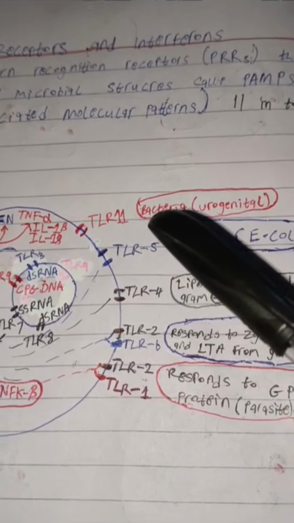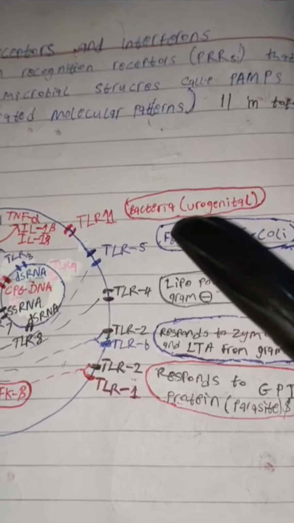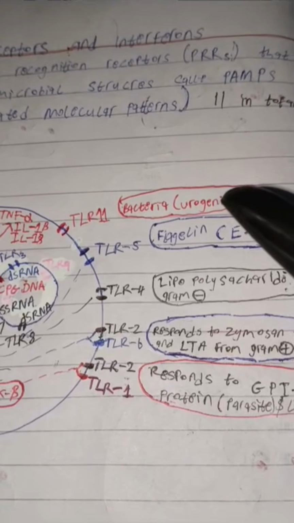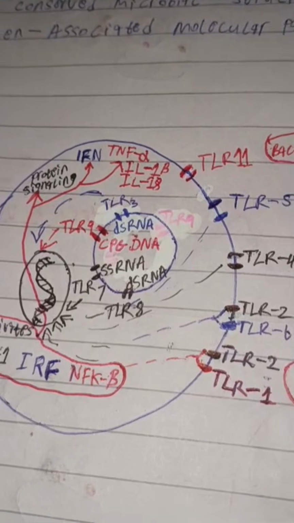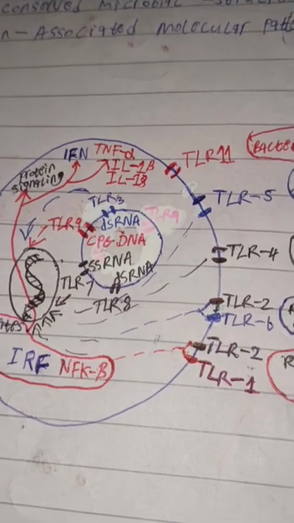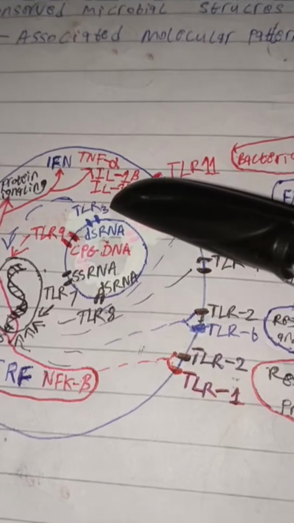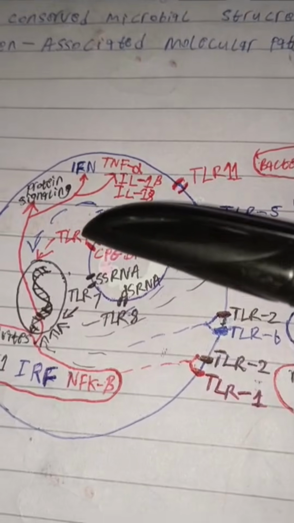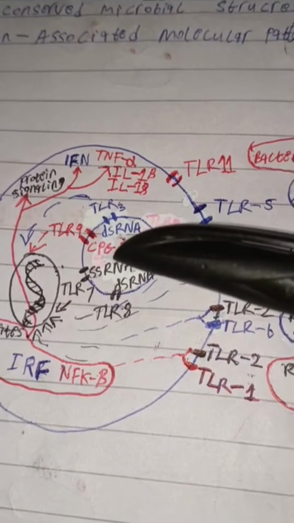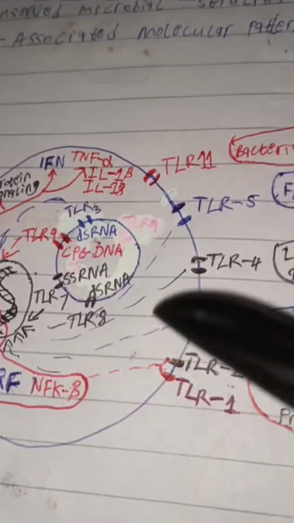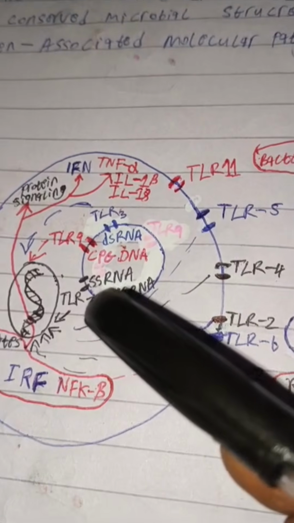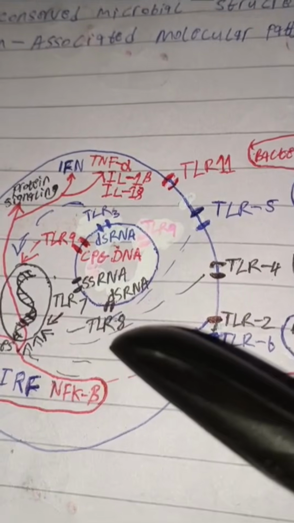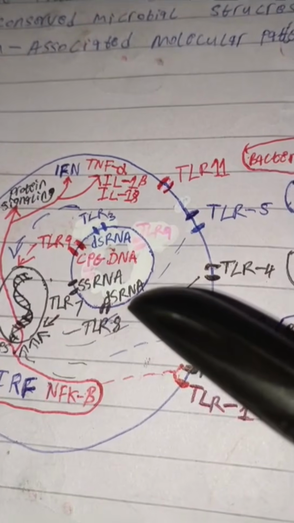TLR11 responds to bacteria which mainly affect your urogenital system. And if this cell is a macrophage and does phagocytosis, you have TLR3, which responds to double-stranded RNA, and TLR9, a homodimer again, which responds to CpG DNA. Then TLR7 responds to single-stranded RNA, and TLR8 responds to double-stranded RNA.